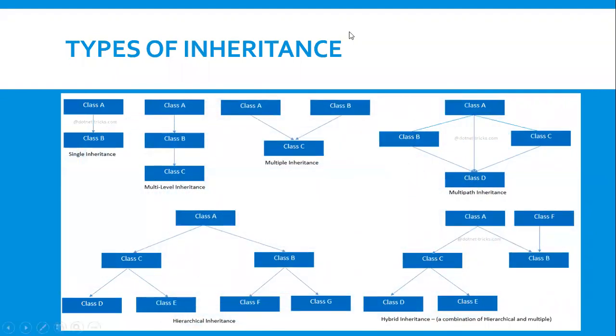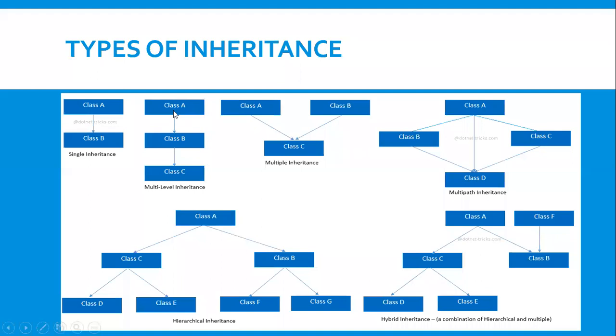Okay, the first diagram shows what is called a single inheritance. There is only one parent class and one child class, and this child is going to get the properties from this parent. This is happening only with single classes, so it is called a single inheritance.